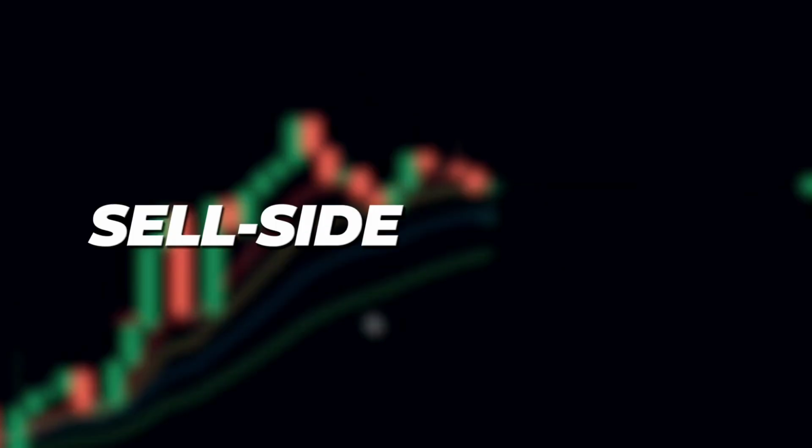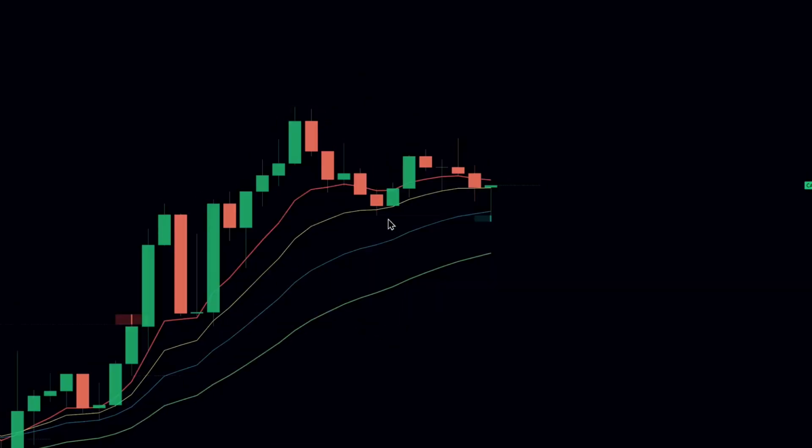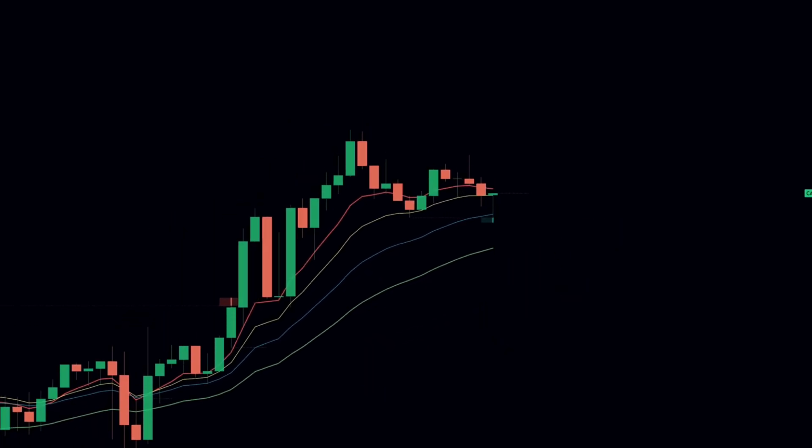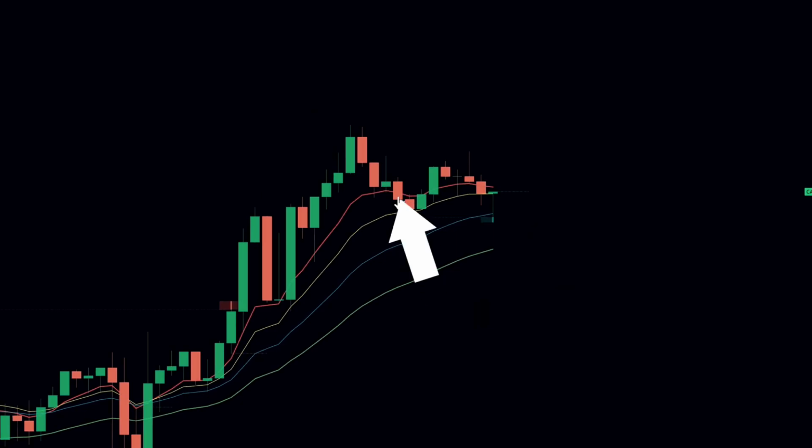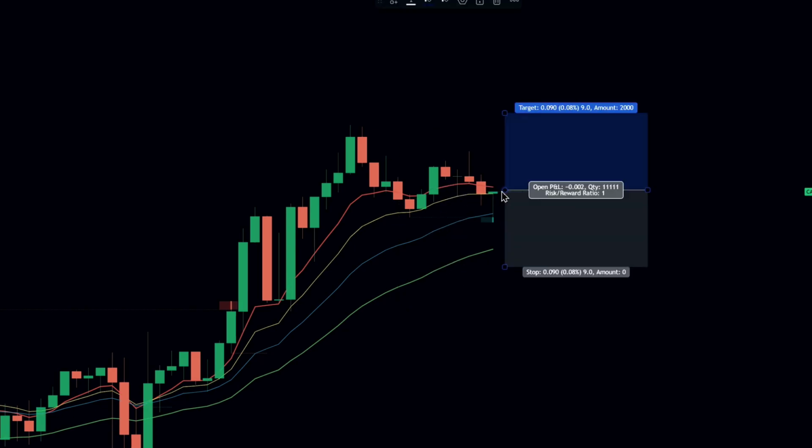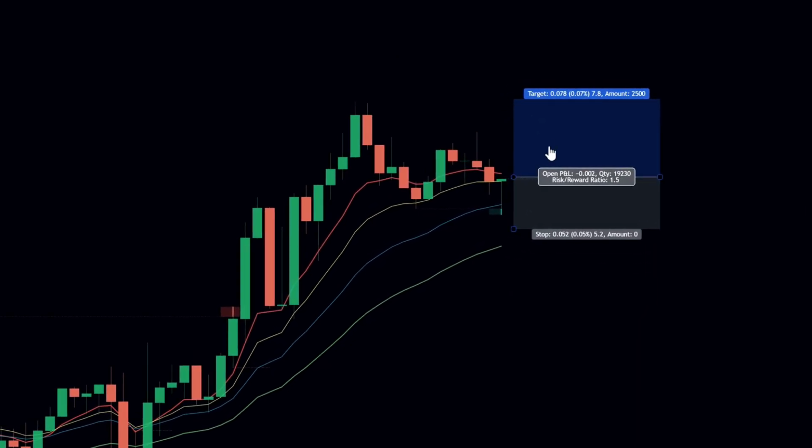For a long setup, the first step is identifying a sell-side liquidity sweep. The teal line represents a liquidity level, and once a sweep happens, the teal rectangle appears, marking our entry. Next, we confirm that the market is in an uptrend. To do this, draw a box from one candle before the swing low to just past the entry candle. Inside this box, the EMAs should be properly aligned in a bullish formation and not touch each other. If that checks out, enter a long trade. Set the stop loss below the recent swing low and target 1.5 times the risk for your take profit.